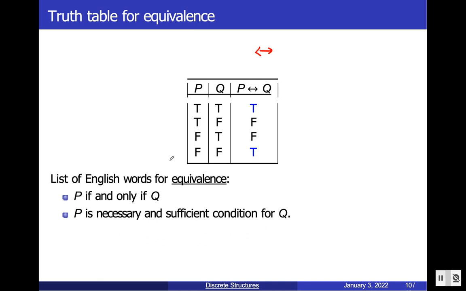So in English words, we can say P if and only if Q, or P is a necessary and sufficient condition for Q. Now the double implication is actually equivalent to P implies Q and Q implies P. So let's see the difference between single implication and double implication.